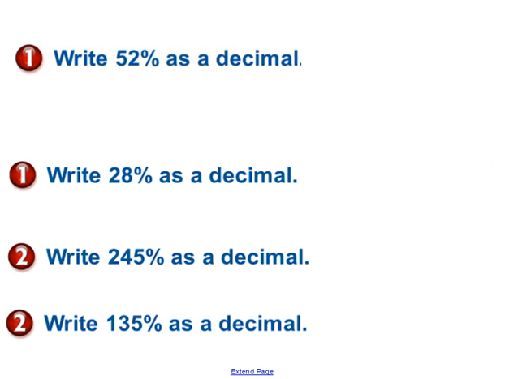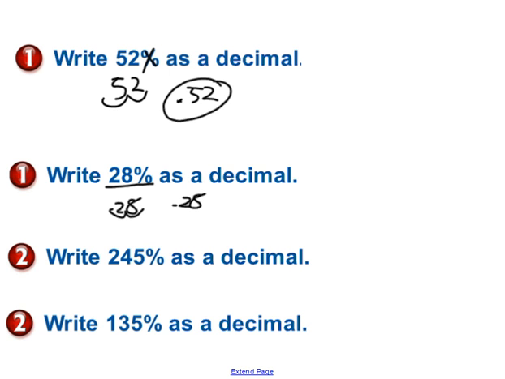Write 52% as a decimal. Well, I start off with 52. I move the decimal point 2 places, 1, 2, so it's 0.52, and I drop the percent symbol. So it's 0.52 as a decimal. Write 28% as a decimal, so it's 28. Move the decimal point 2 places, so it's 0.28, and I drop the percent symbol, so it's just plain old 0.28.